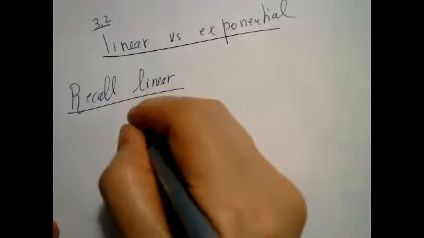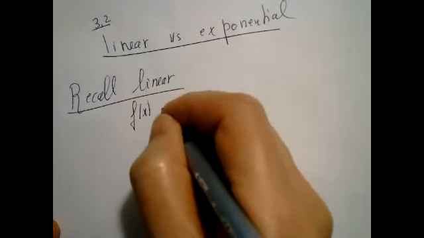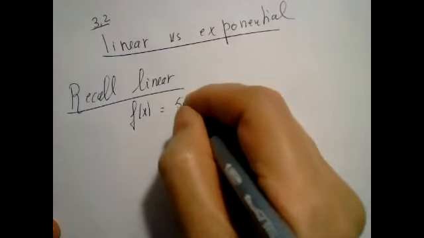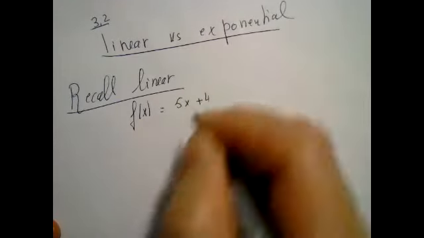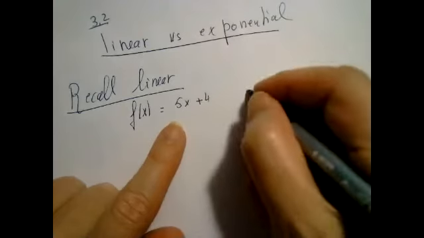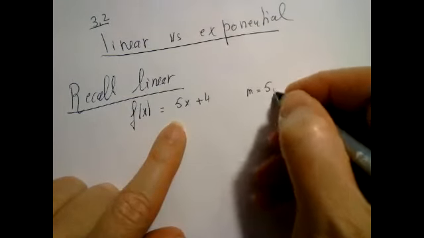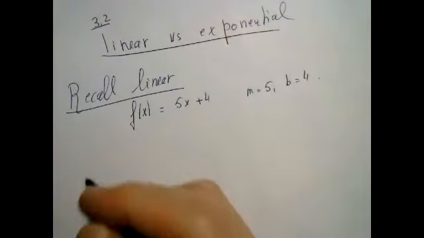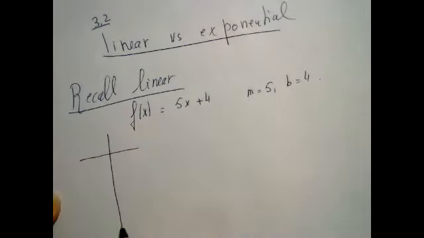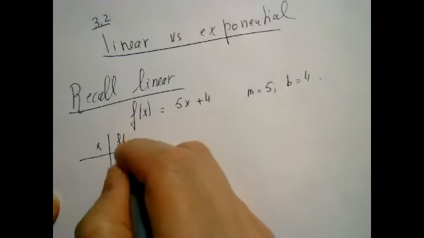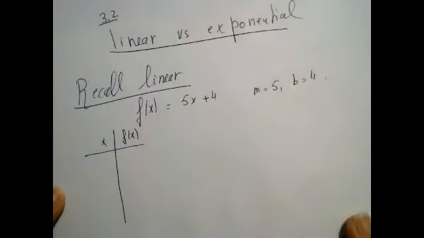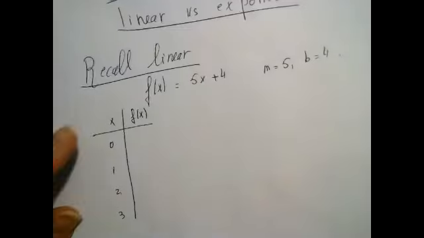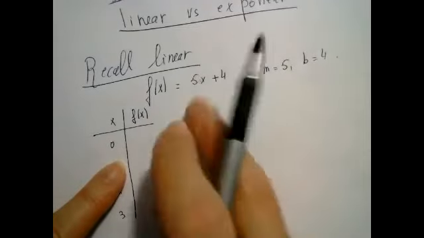Now how does the linear work? So suppose I have a function f of x equals 5x plus 4. That's a typical linear. The slope is 5 and b is 4. And let us remember, how does linear work? If this is x, this is f of x. That's linearity. 0, 1, 2, 3. And how does the output work? At 0, it's 4.